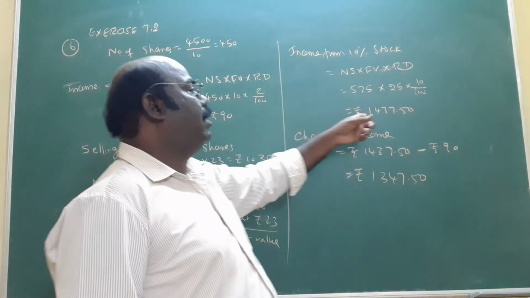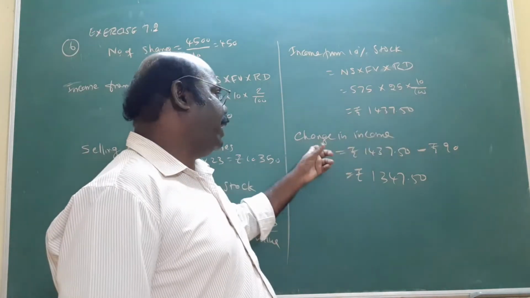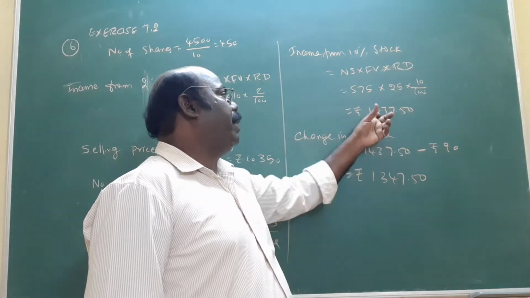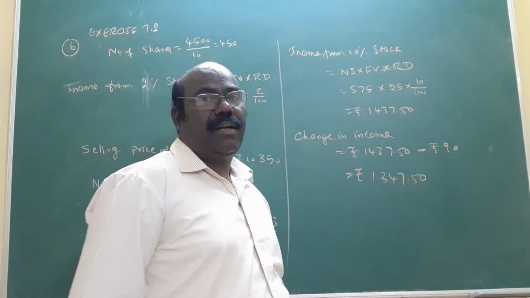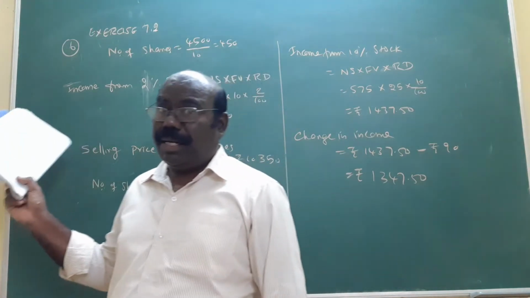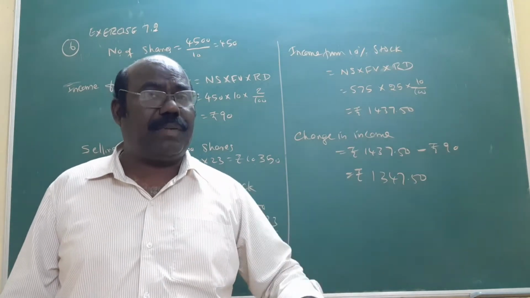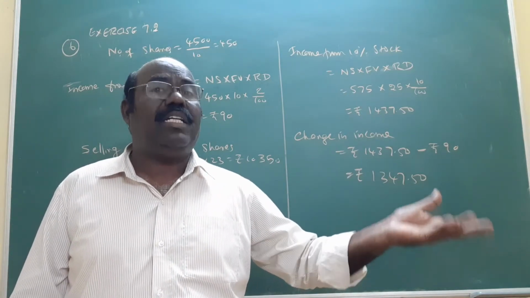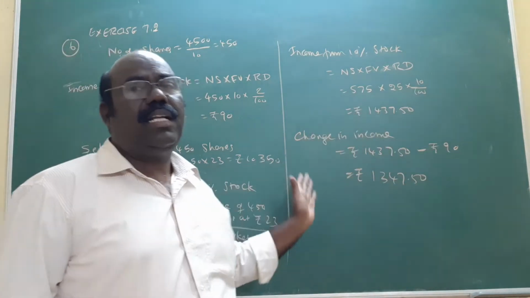Now, previous income was only 90 rupees, and now 1,437.50. Change in income is equal to the bigger amount minus the smaller amount. This is the change in income. Income from the first company is 90 rupees only. Income of the second company, that means what? The second company will give some extra benefits. That's why we get more amount. That is called change in income.